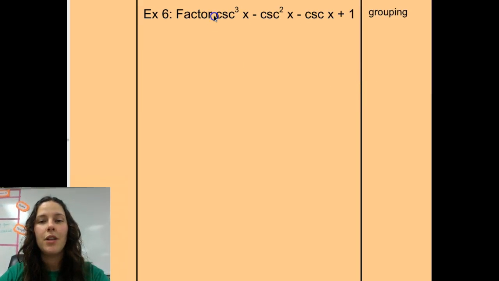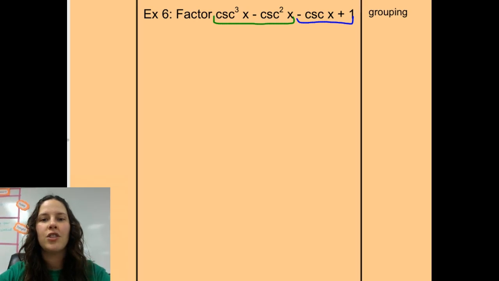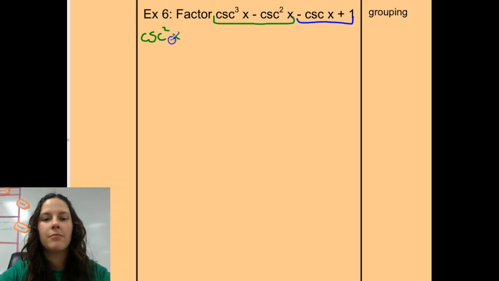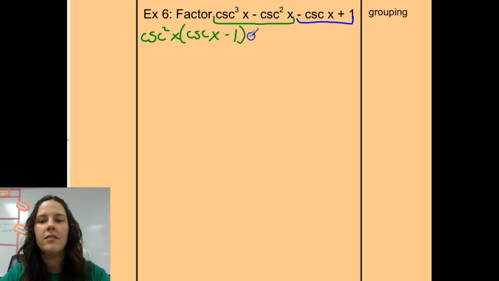And our last example, we're going to use our trig functions to factor by grouping. So hopefully this looks familiar as well. We're going to group our first two terms together, and then we're going to group our second two terms together, and we're going to factor out the GCF. So for my first two terms, I have a common factor of cosecant squared. So I have a cosecant left from my first term, the cosecant cubed, minus 1. I factored out all of the cosecant squared.